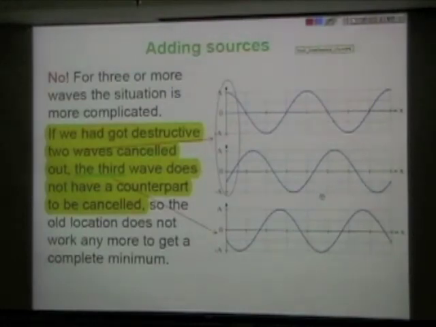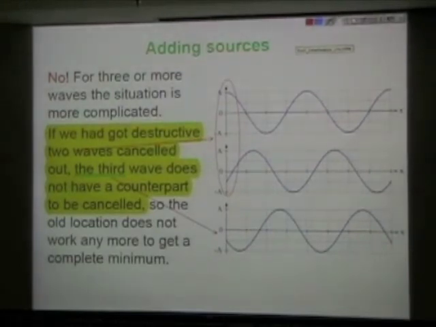Well, first of all, the right answer is no. As long as we have more sources than 2, we cannot use the condition for minimum. When do 2 waves cancel each other out? When they're out of phase. And when 2 waves are out of phase, yes, completely destructive interference is happening. However, if you add in the 3rd wave, that's it.